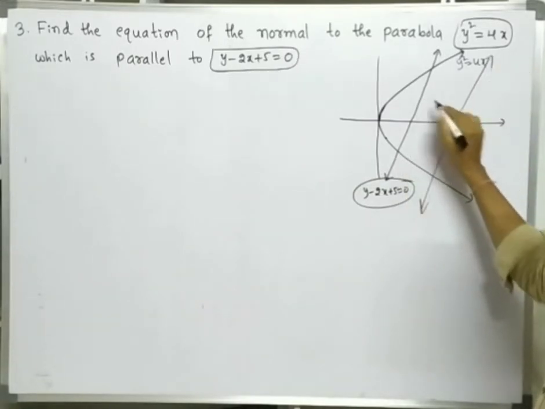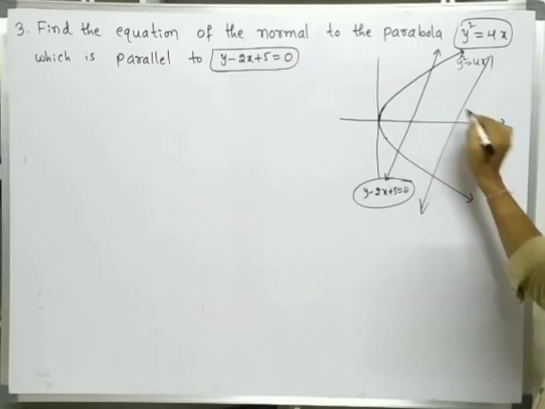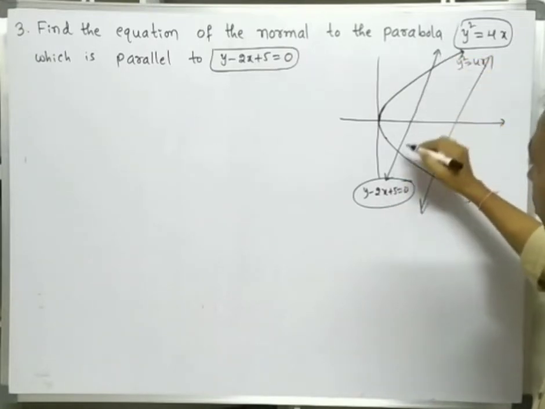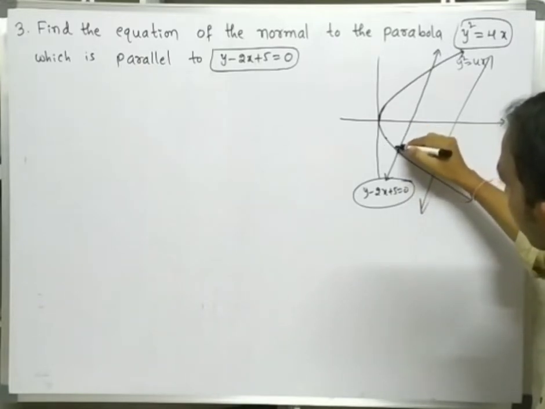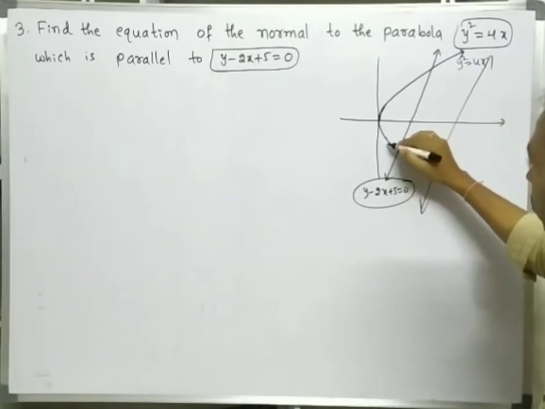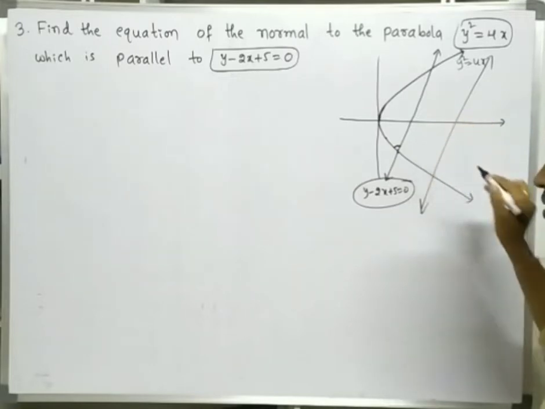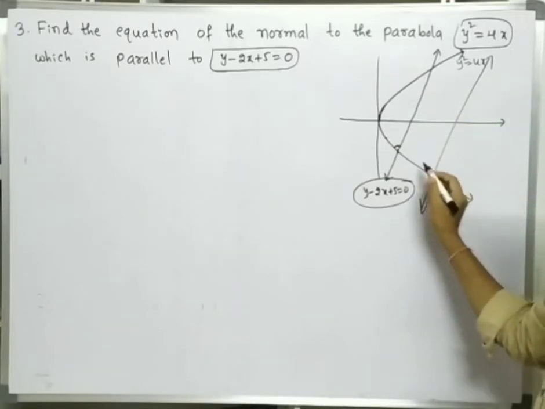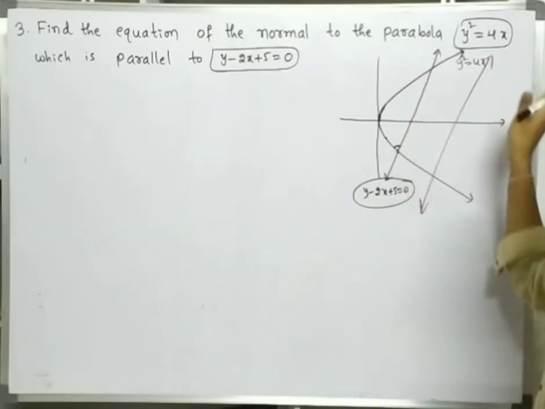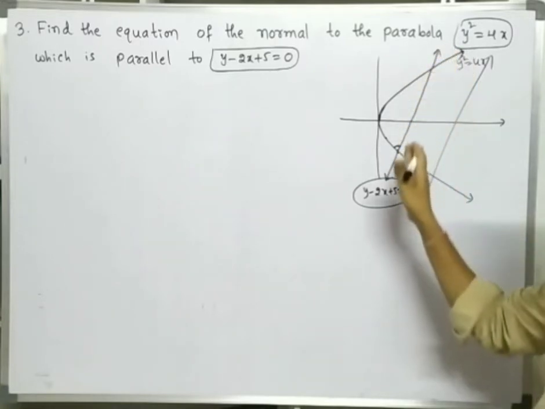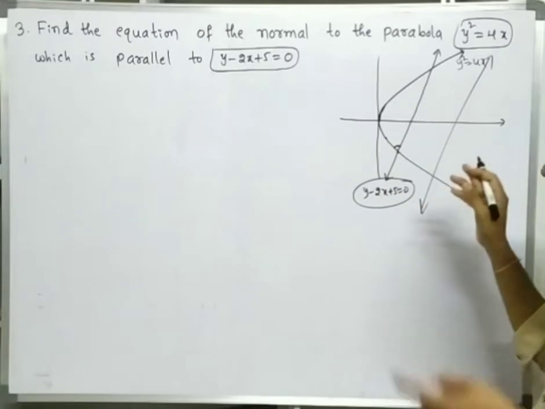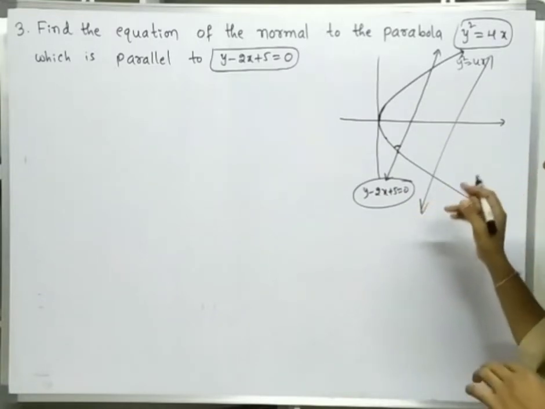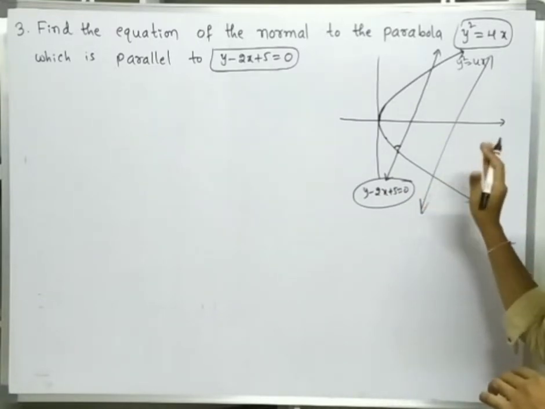So these two are parallel, this is not a normal equation. If we draw a tangent at this point, this angle is not 90 degrees, so the tangent and normal are not perpendicular to each other. There are many parallel lines to the given line. From those infinitely many parallel lines, only one line is normal to this parabola.